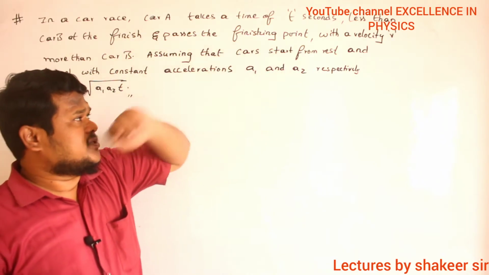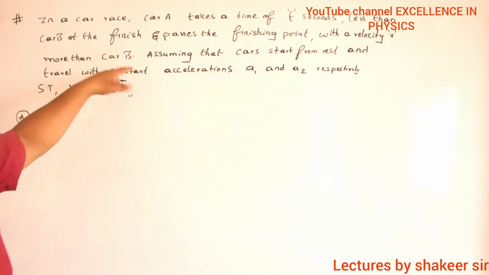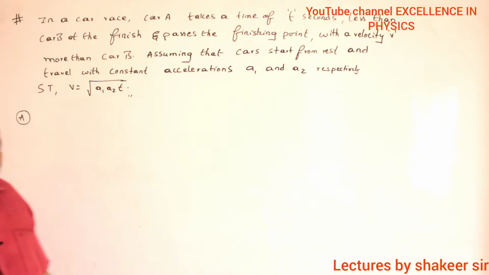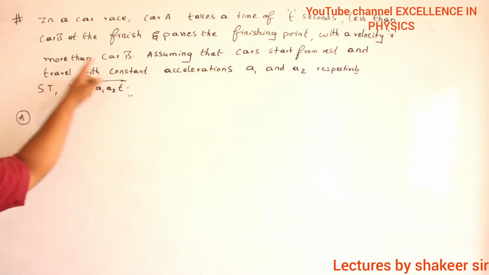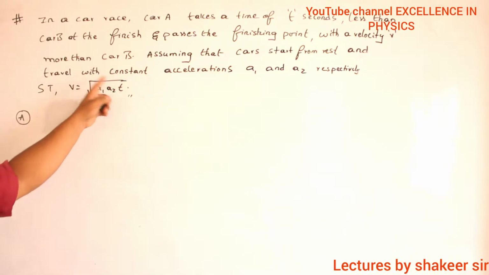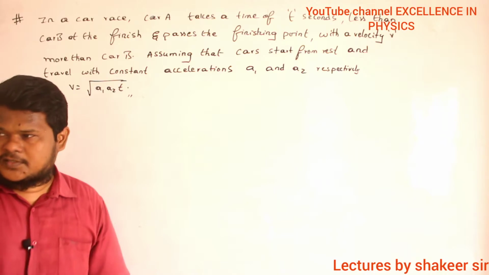And passes the finishing point with a velocity v greater than car B. Both the cars are starting from rest position with respective accelerations of a1 and a2. Then you are supposed to show that v is equal to root a1 a2 into t. That is the question.